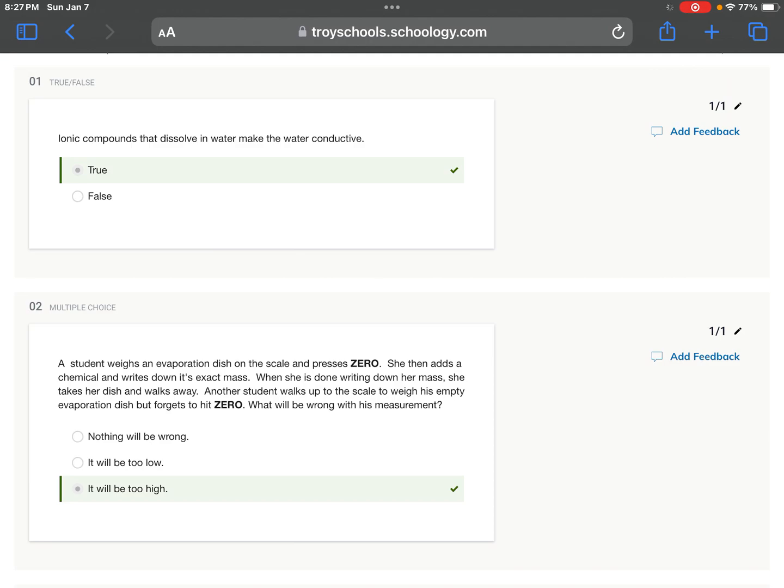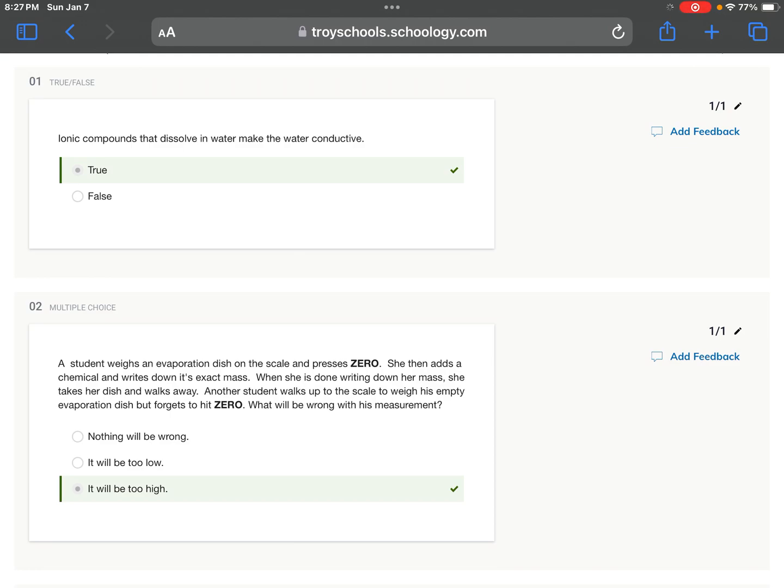So the first one on mine is that ionic compounds that dissolve in water make the water conductive. This is a true statement. That means that we have free ions with positive and negative charges. It's mostly those negative charges that allow electricity to flow. So electricity is just the flow of electrons.